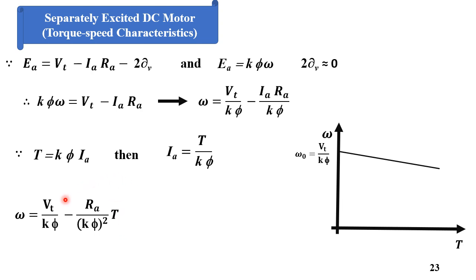Here, if the torque equals 0, which is the no load case, then the no load speed equals V terminal divided by k phi. This is the no load speed. And as the torque increases, this part will be subtracted from the no load speed. Then the speed will decrease by the shown value. We obtain the speed at different torques or different loads. Omega naught is the no load speed, which is equal to V terminal divided by k phi at no load, or torque equals 0 Newton meters.